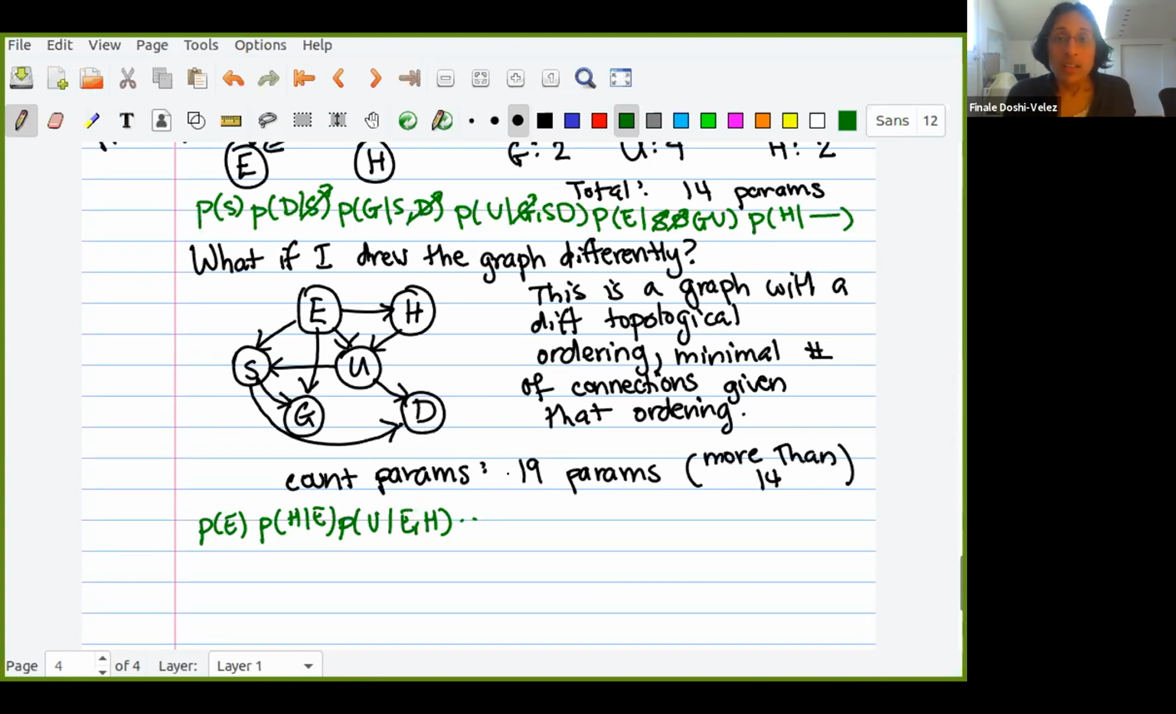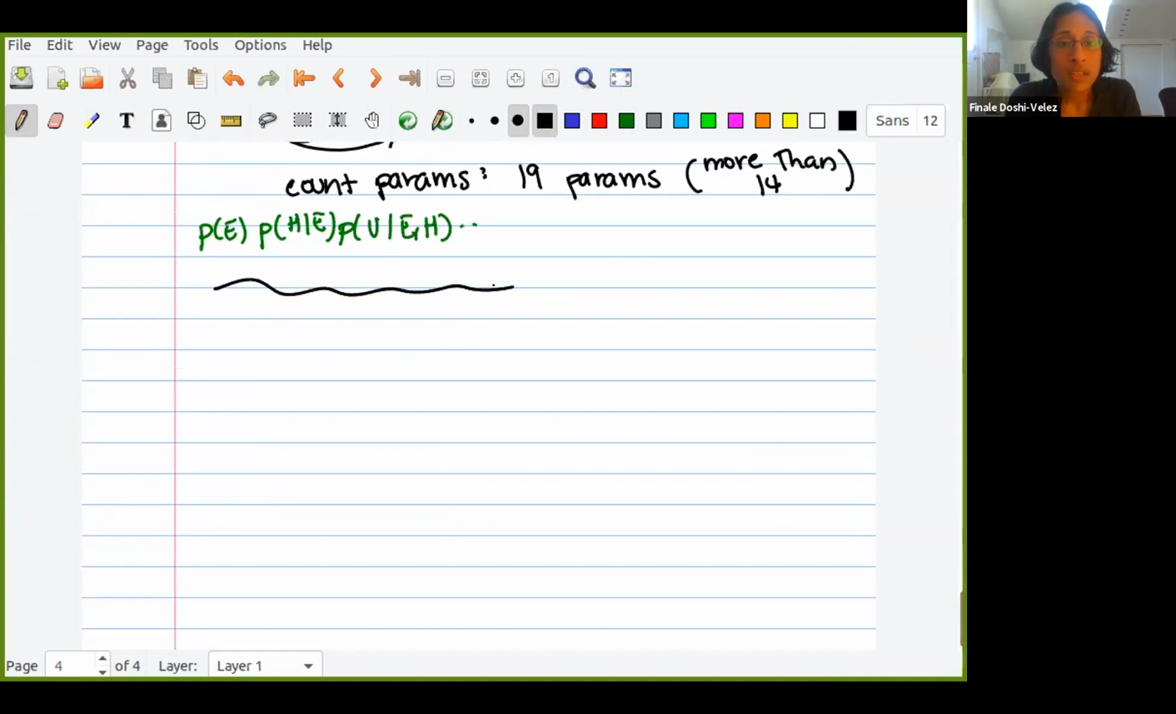But okay. Last thing that I want to do before we go into a concept exercise is just make some final notes on other graphical models.